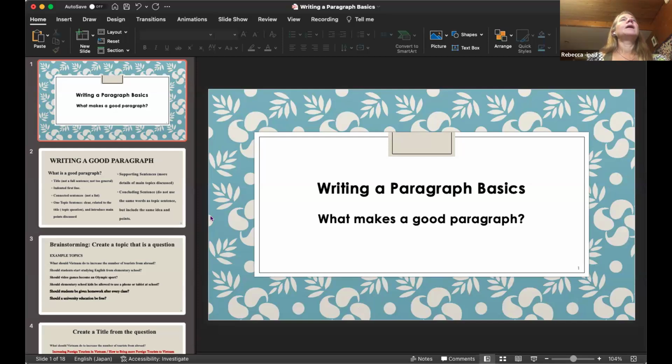Let's look at what makes a good paragraph. I talked about some things looking at your homework from the beginning, but let's look at some points. What makes a good paragraph?